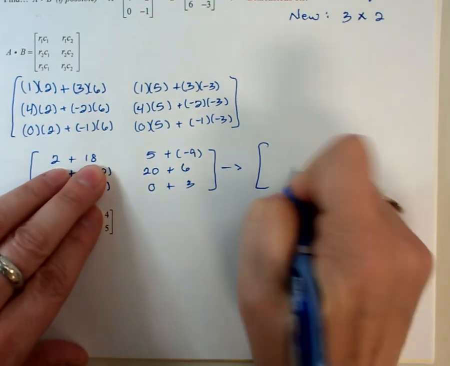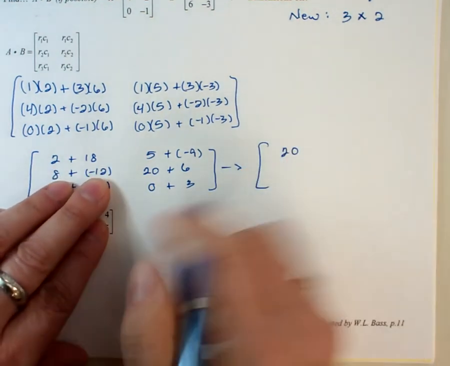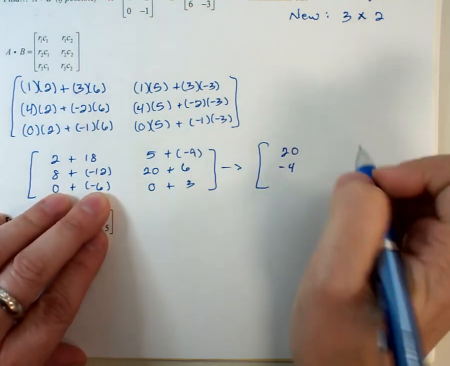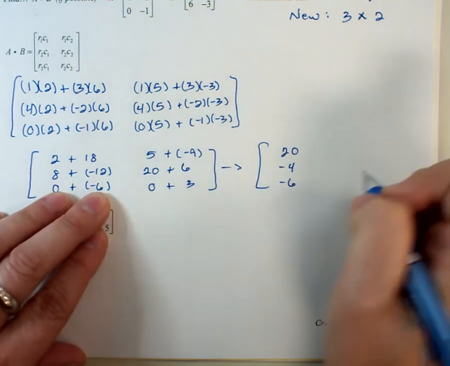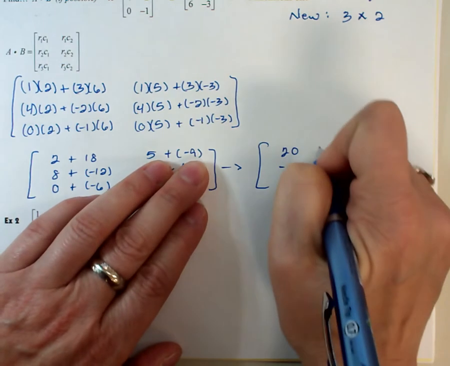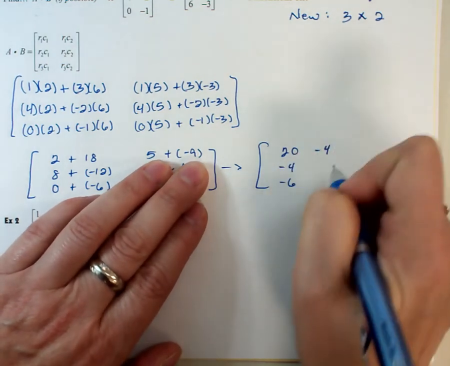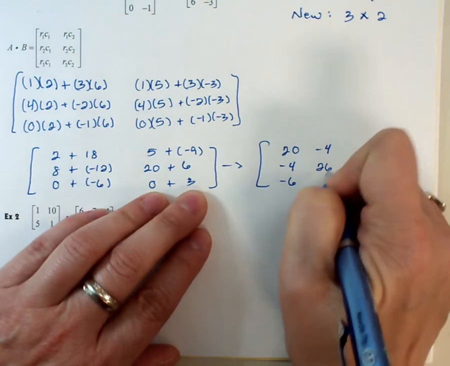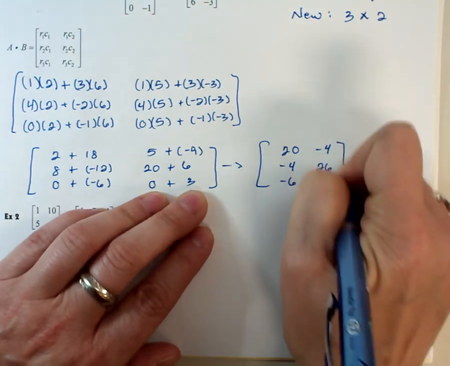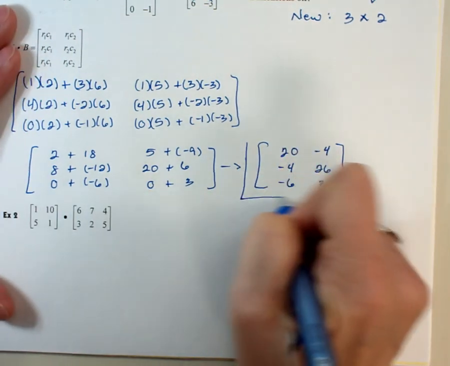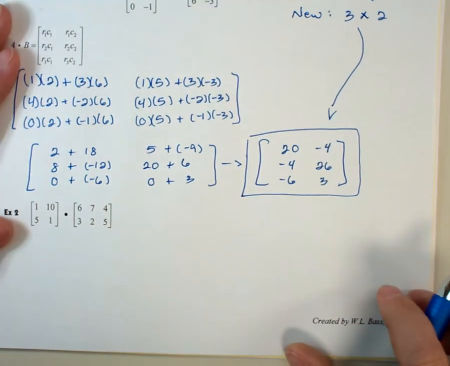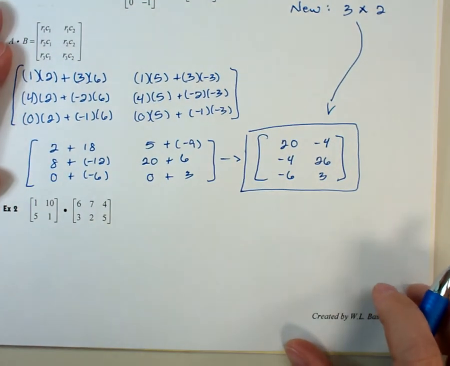2 plus 18 is 20. 18 and my negative 12 is negative 4. 0 and my negative 6 is negative 6. 5 and a negative 9 is a negative 4. 20 and 6 is 26. And 0 and 3 is 3. So this is our final answer, and sure enough, it has the dimensions of 3 by 2.